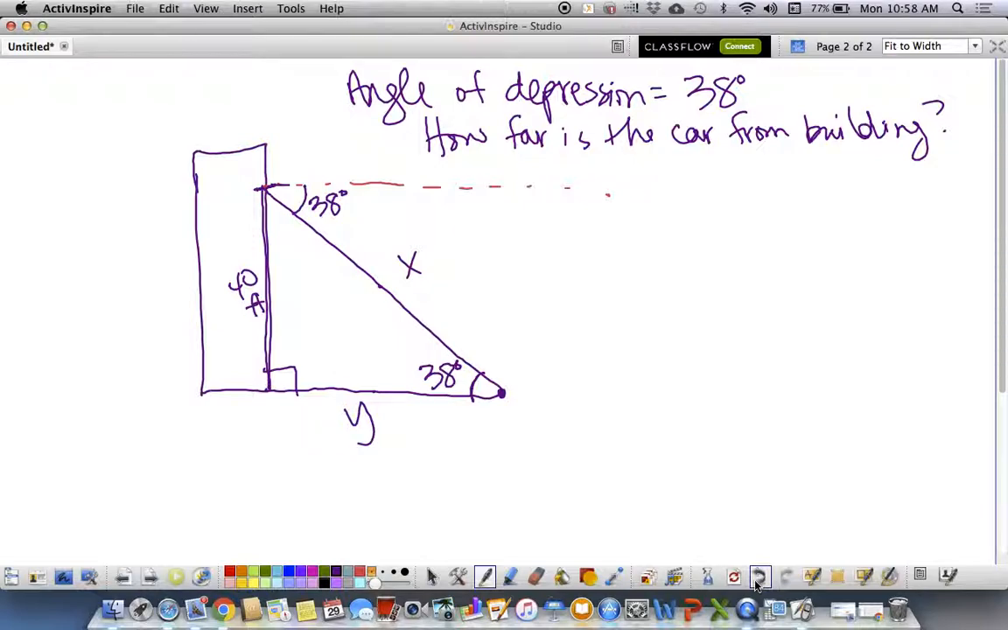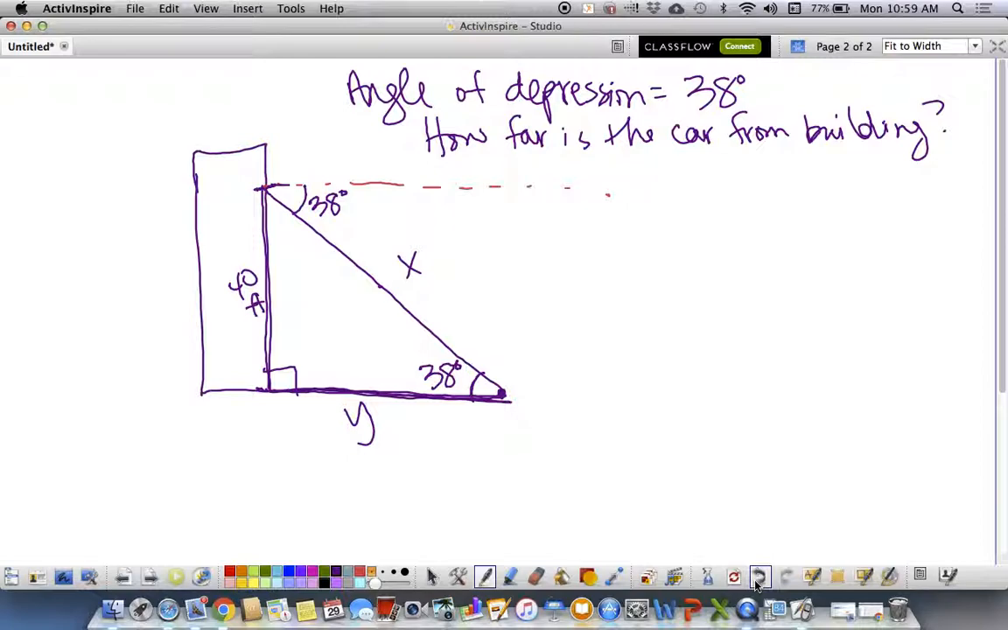How far is the car from the building? Do you agree, Jacob? We're looking for Y and not X, because it's on the ground. And if I ask how far is the car away from the balcony, then we would want to find the hypotenuse. I don't want to find the hypotenuse. I want to know how far is the car away from the building. So we are looking for Y.